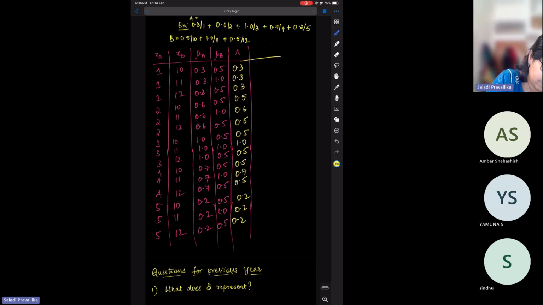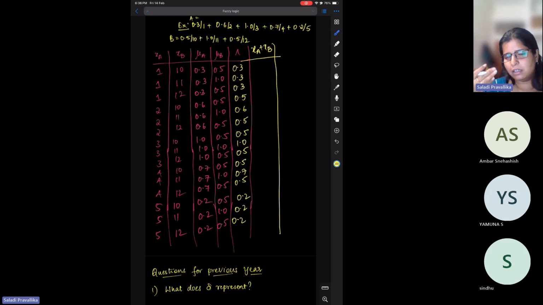Now I'll add one more layer to it. So here it is XA plus XB. Okay, so we have taken the minimum values. So before, when we were calculating the distance between two fuzzy sets, we were taking the difference between XA and XB, and we were taking that as a denominator side, right? So now what we are going to do is in place of difference, we are taking addition.